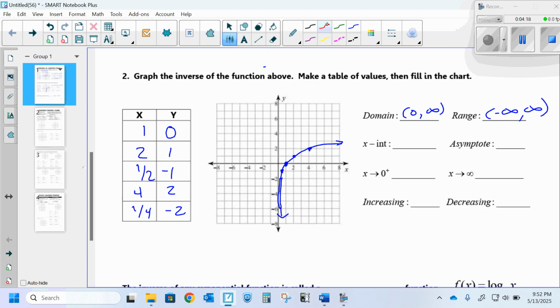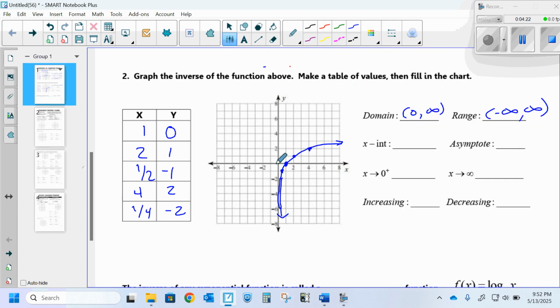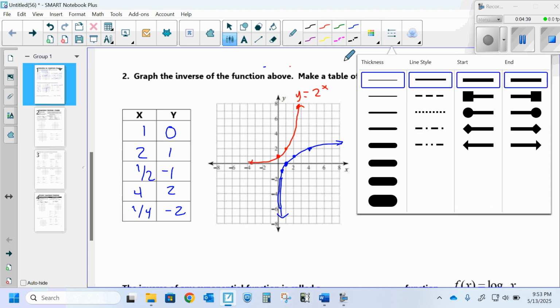And I'm going to actually go ahead and show the other graph real quick on here. You had 0, 1, 1, 2. It looked like this. Okay. This was y equals 2 to the x. All right, so back to the inverse graph here.